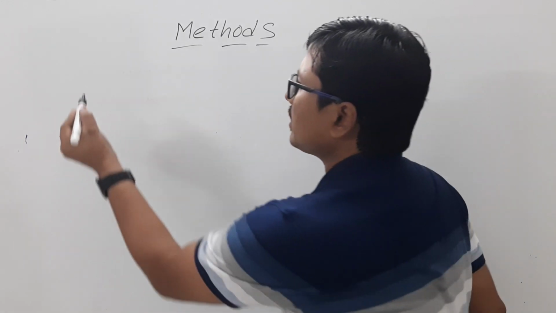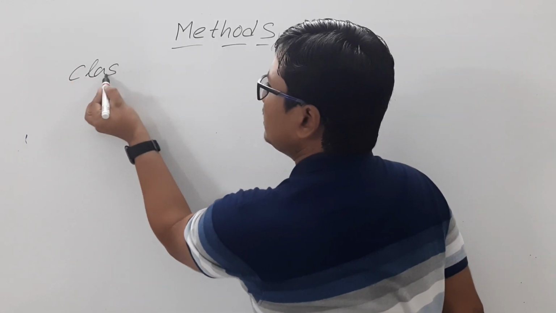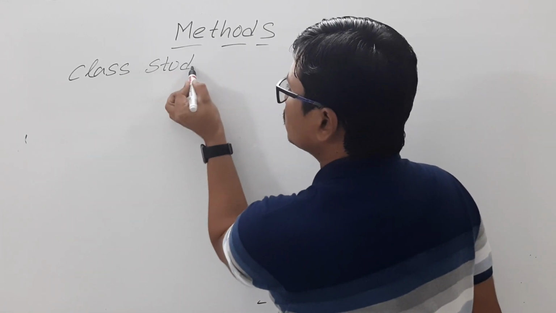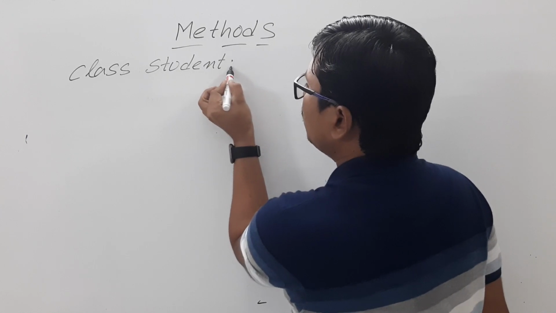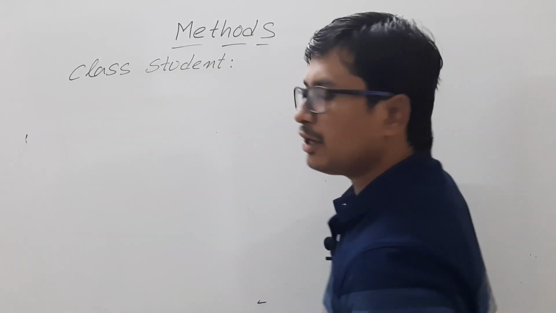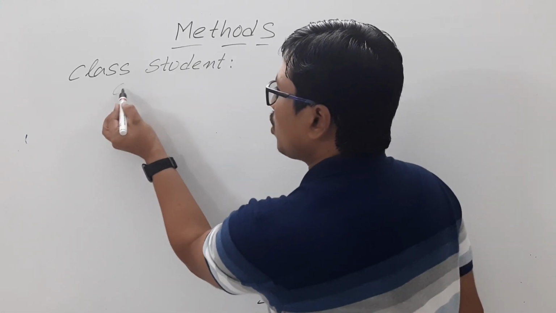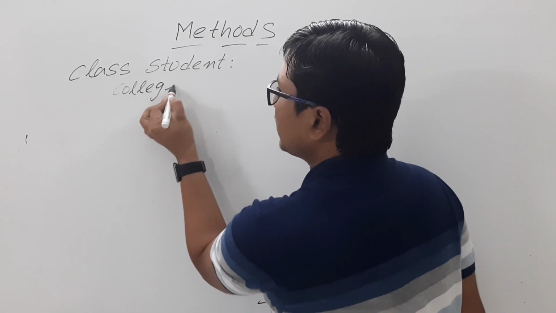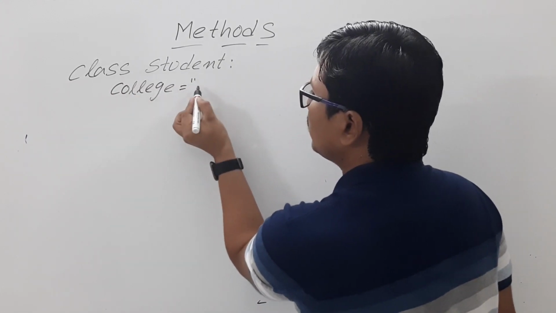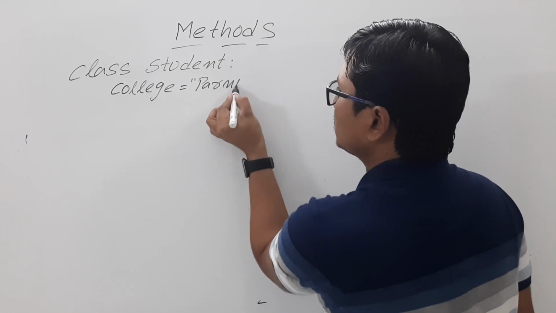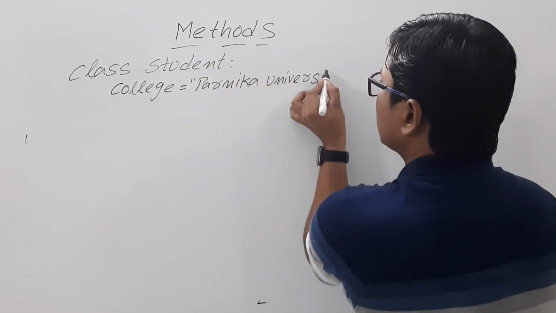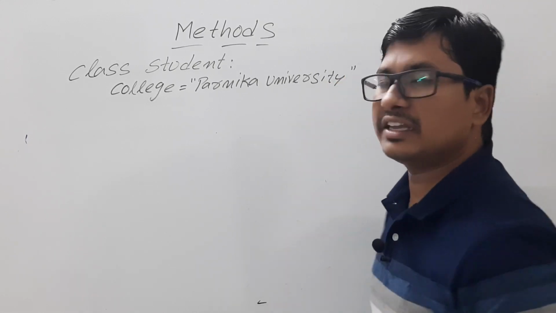Now let me create a class called student. So I will write a keyword called class and I will use the class name called student. Now what I will do is that I will create a class variable called college. Okay, I'm writing it as college. I hope it is visible for you. College is equal to Parnika University. So this variable, I will call it as a class variable or static variable.